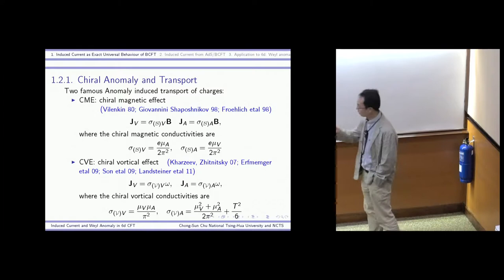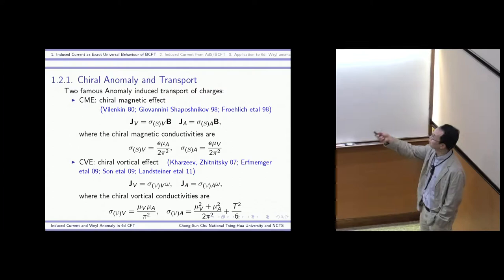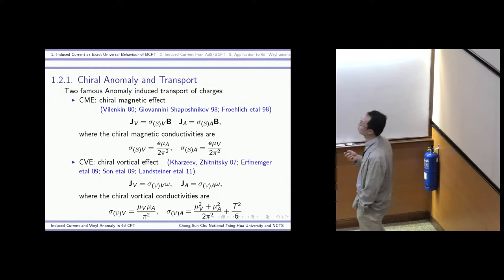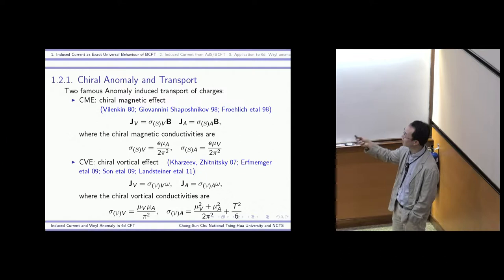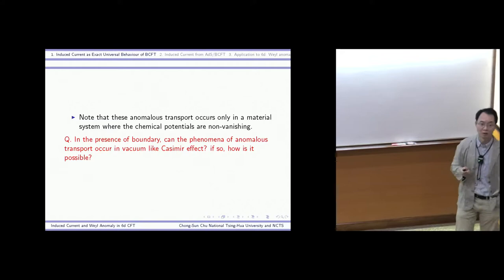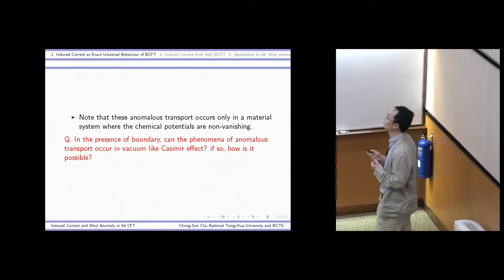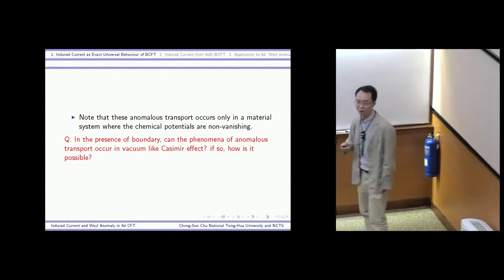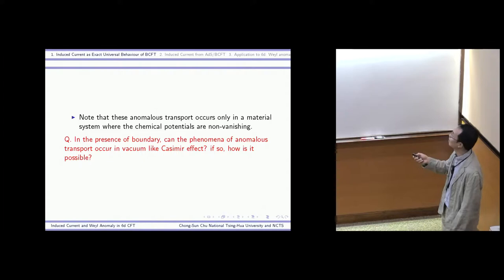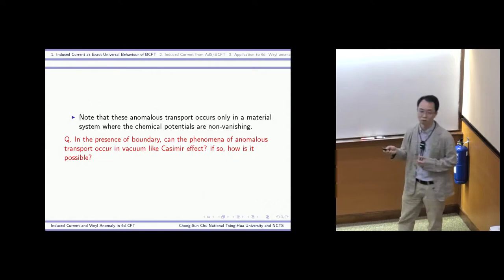I heard about this a few years back from Karl. At that time, I didn't pay much attention to what I could do with them. It's nice, but what can I do with them? Then I thought about this more carefully. All this actually happens in a material system. You need a chemical potential, you need some finite density of charge carriers in the material. So is there something similar to the Casimir effect? That's the motivation we have. Similar to the Casimir effect, which is something that happens in vacuum, but it's a phenomenon for transport. So can anomaly induce a current transport in a vacuum? That's the question we ask. It's like asking for a transport response of a vacuum, in addition to the mechanical response of the vacuum in the case of the Casimir effect.